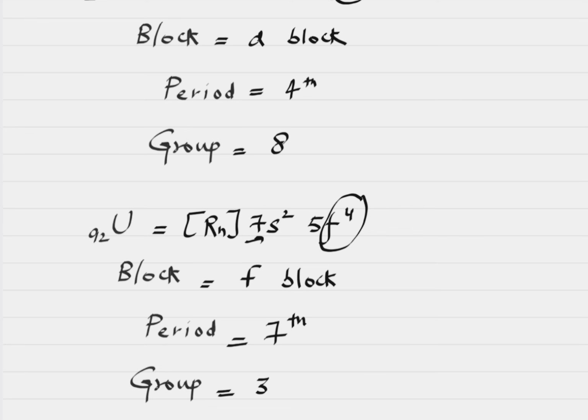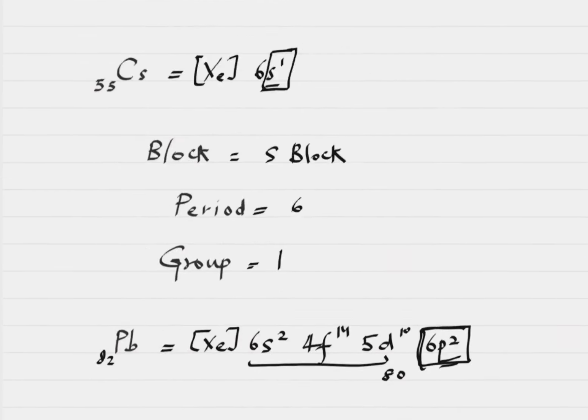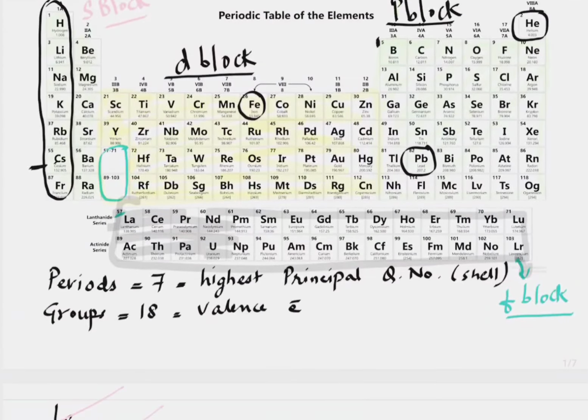So let us see if we can place it in the 7th period and 3rd group. So this is our 3rd group and 7th period meaning here. 3rd group meaning lanthanides and actinides. 7th period meaning actinides. Okay, and we have uranium in actinides.